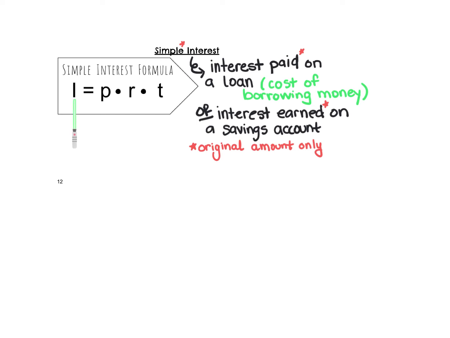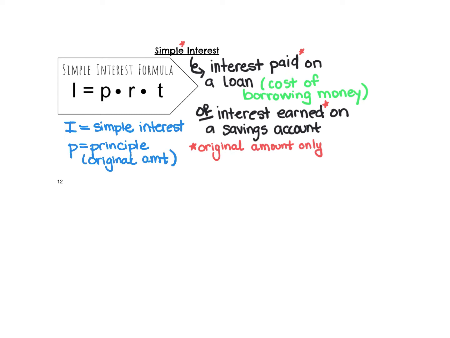The formula is I is equal to P times R times T. I'm going to go through right now what each of those means. I is going to mean simple interest. P is for principal, or the original amount that you borrowed or the original amount that you put into a savings account. It's that quantity that is earning the interest.